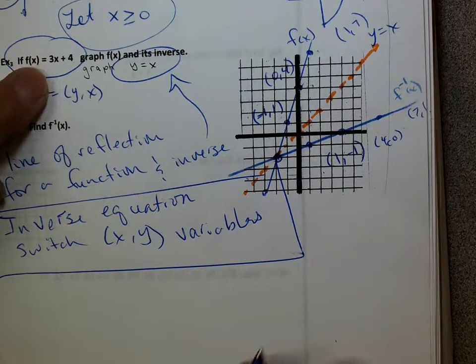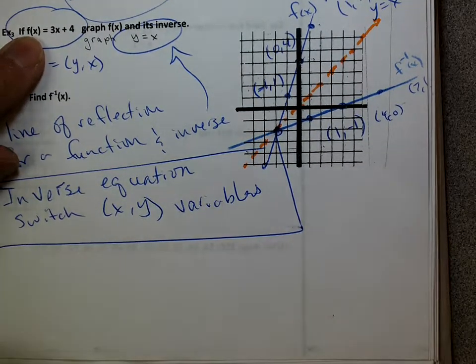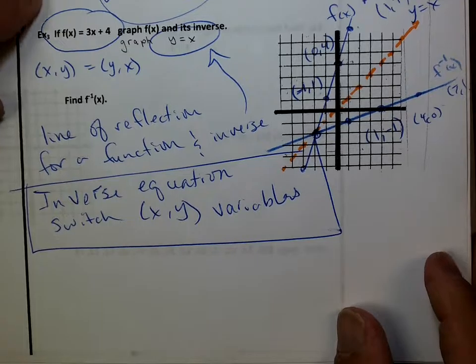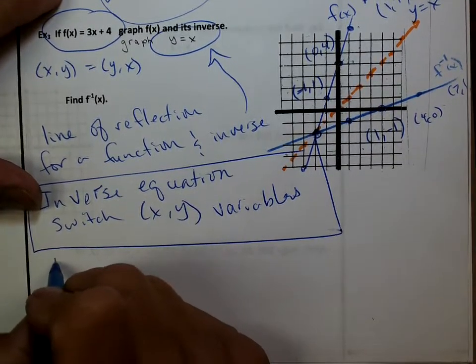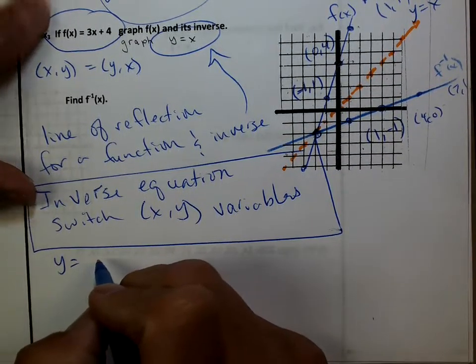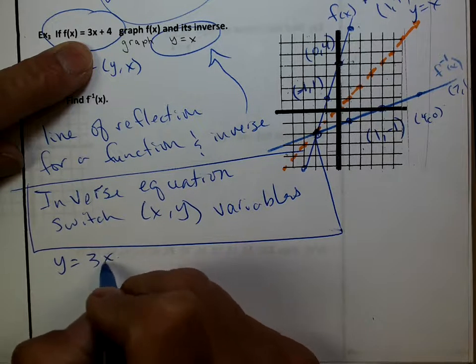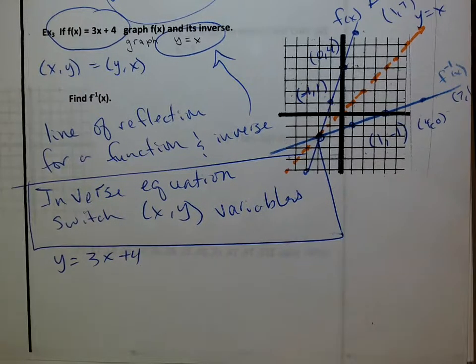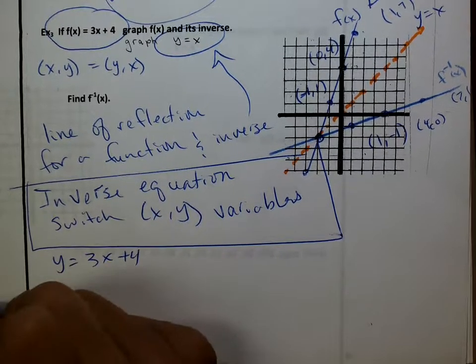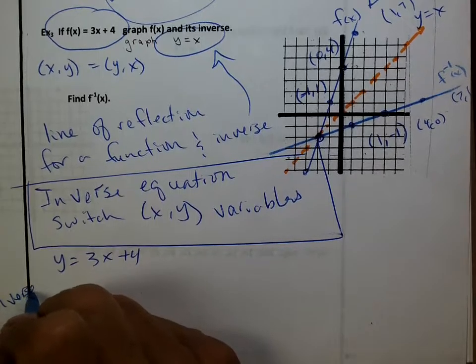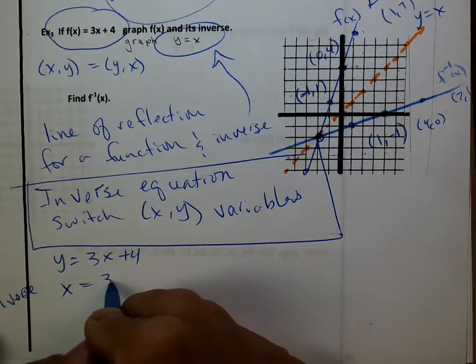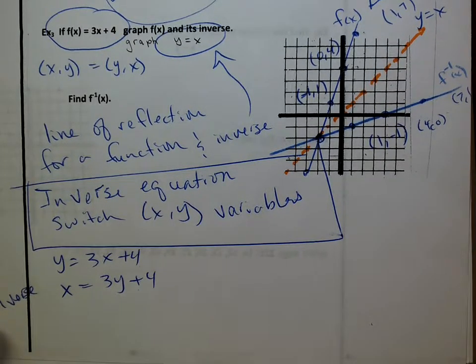So let's take a look. f of x is the same thing as y, right? So I really have y equals 3x plus 4. We talked about f of x and y being the same thing. If I want to come up with the inverse equation, all I'm going to do is switch. I'm going to rewrite it as x equals 3y plus 4. That's all I did.